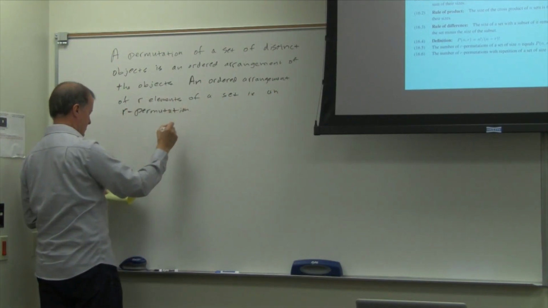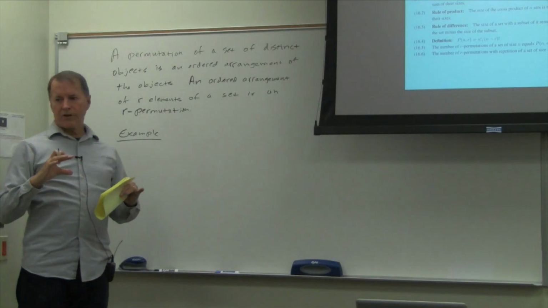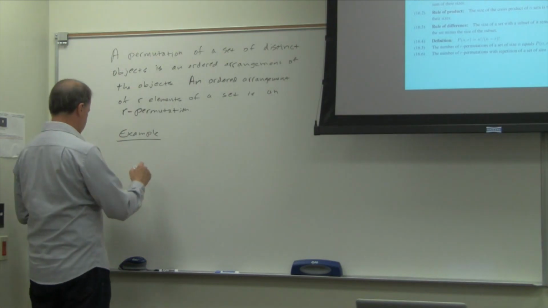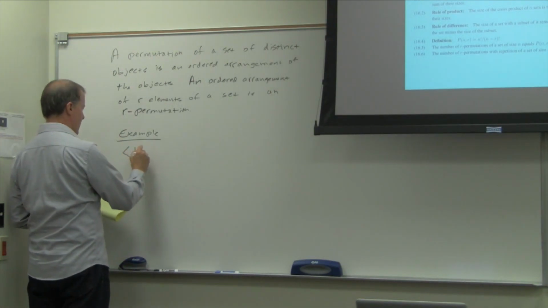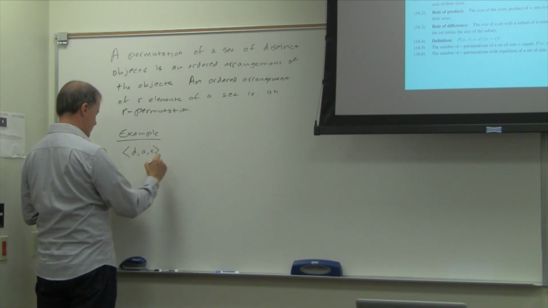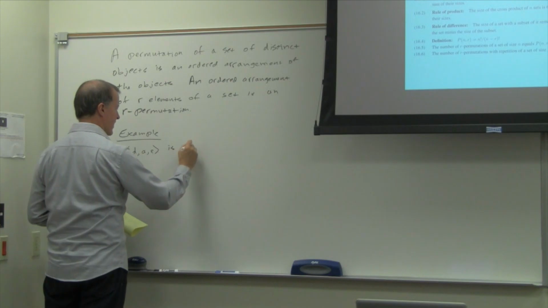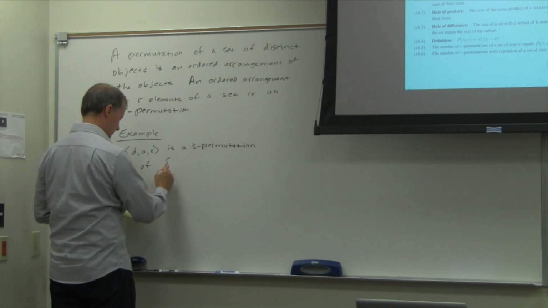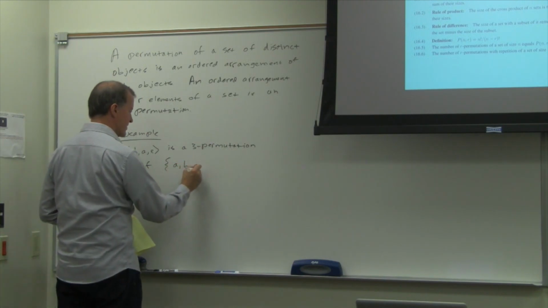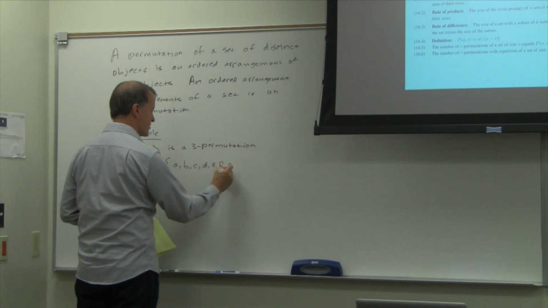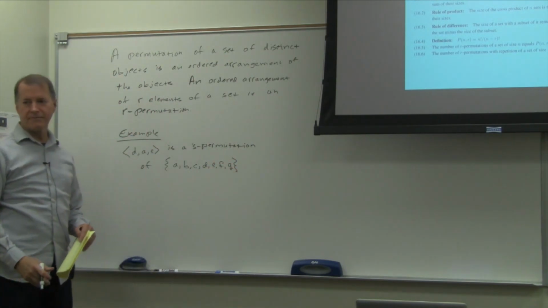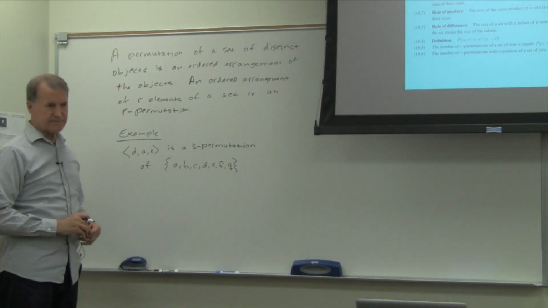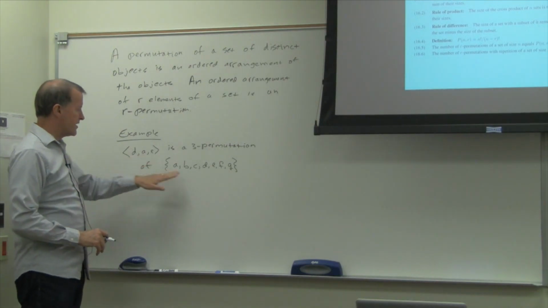So here, let's do an example. Now, order counts. So we're talking about ordered tuples, right? And so here's an example. D, A, E is a 3 permutation of this set A, B, C, D, E, F, G. All right? So this is called a 3 permutation of this.